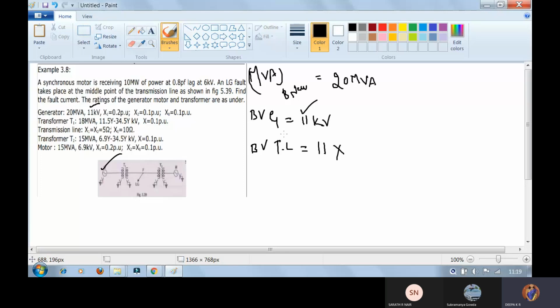So that is 34.5 divided by 11.5. Please, can you simplify and give me the answer? Because if it is 11, it could be cancelled, but it is 11.5. So you are going to get the different answer. Base voltage of a transmission line. Yes, Subramani, fast, because it is a lengthy problem.